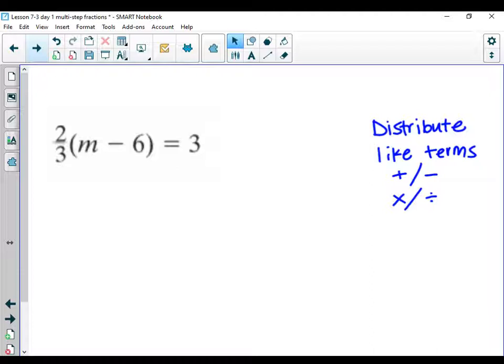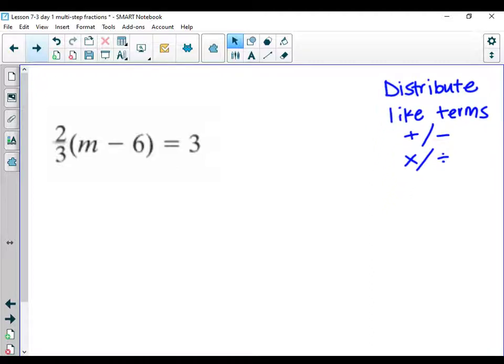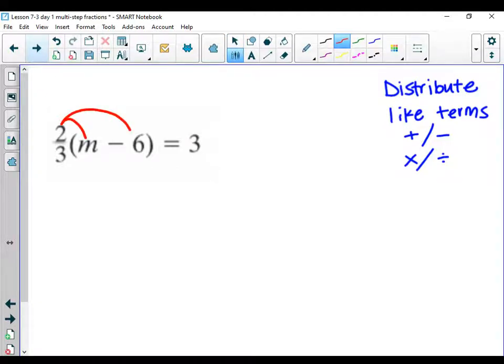Next one. Do we see a spot to distribute? Yeah. I'm so glad you saw it. Yes. You know what that means? We're learning things. Yes. Two-thirds times 1 with an M. 2/3 times 6. I better go over here.